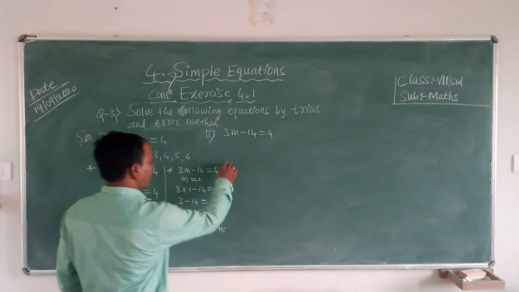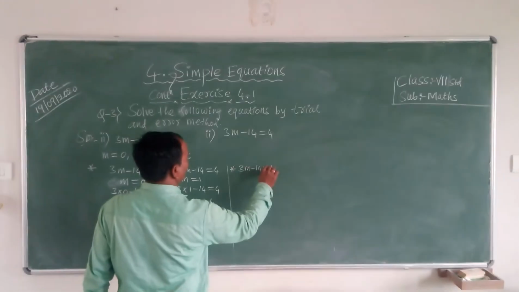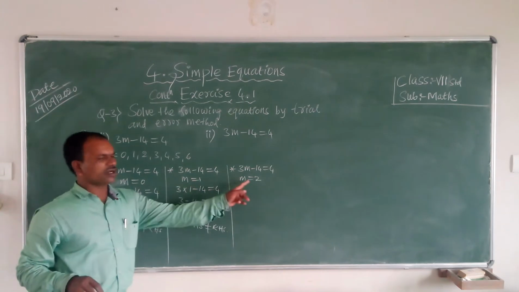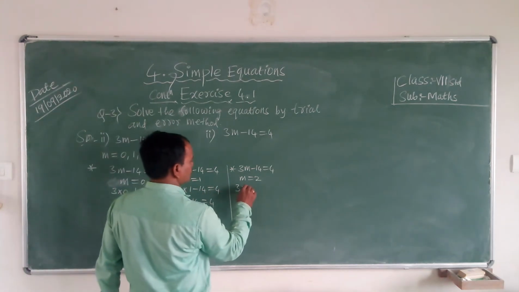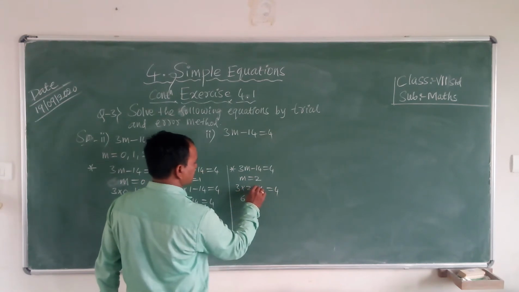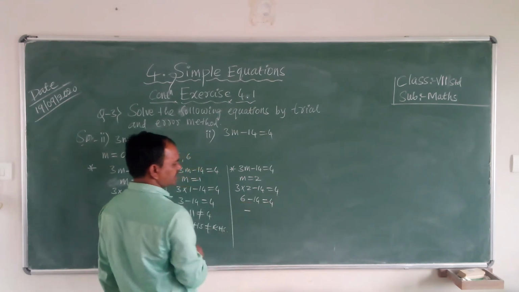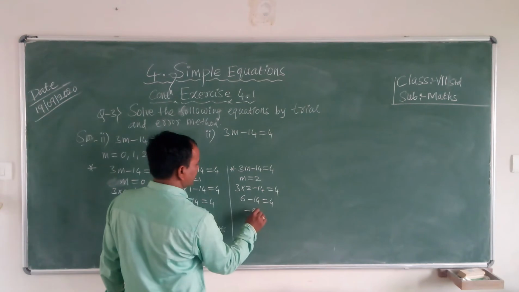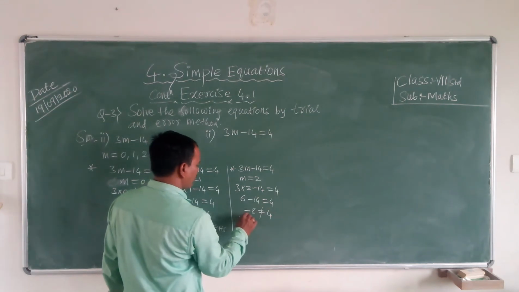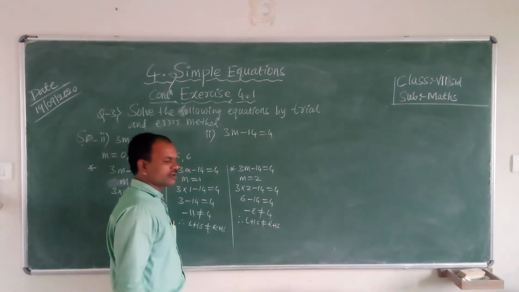Right? Now next trial. 3m minus 14 is equal to 4. So m is equal to 2 now. So 3 into 2 minus 14 is equal to 4. 3 twos are 6, minus 14 is minus 8, is equal to 4? Both are equal? Here minus 8 is there, here 4 is there. Not equal. Therefore LHS is not equal to RHS. It is not a solution of the given equation.